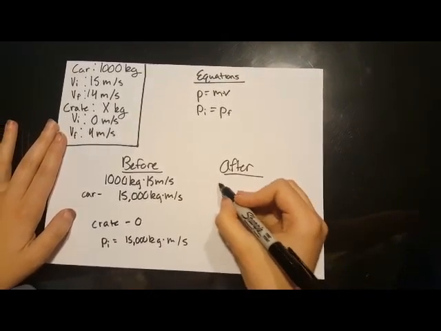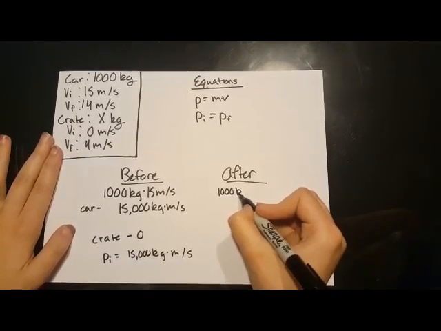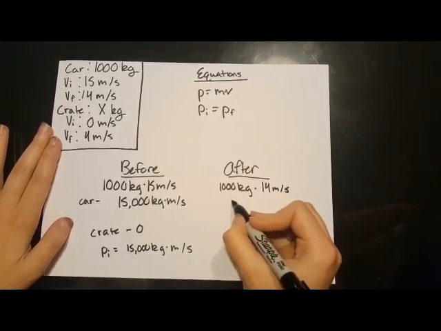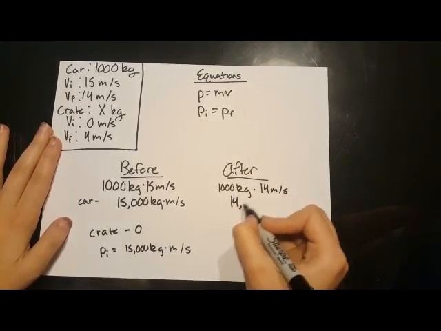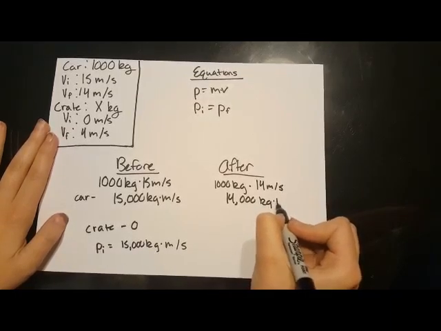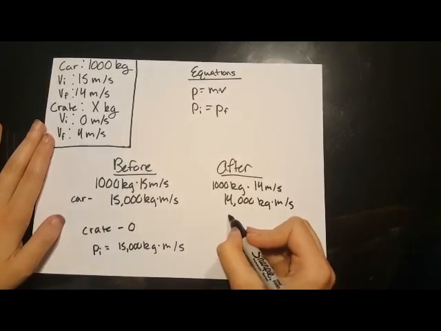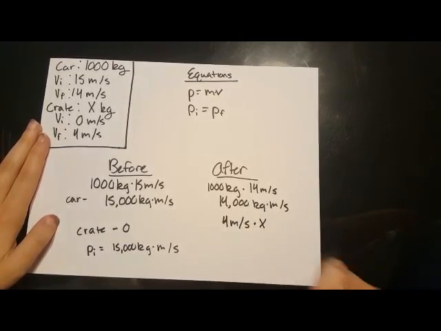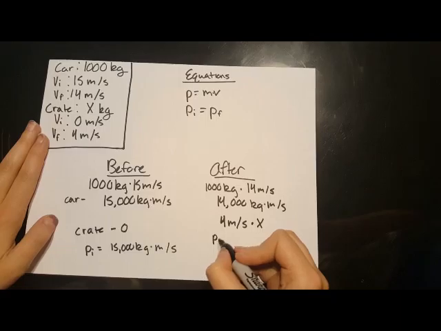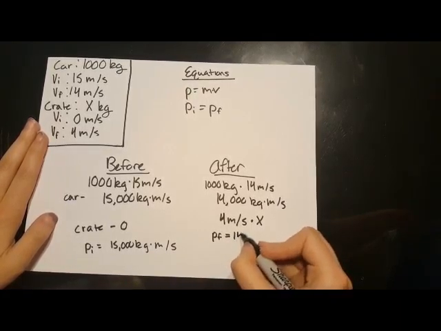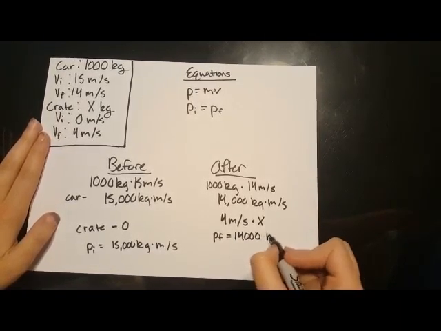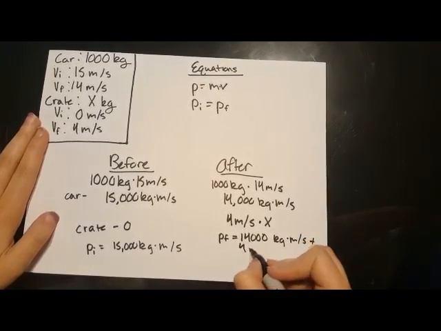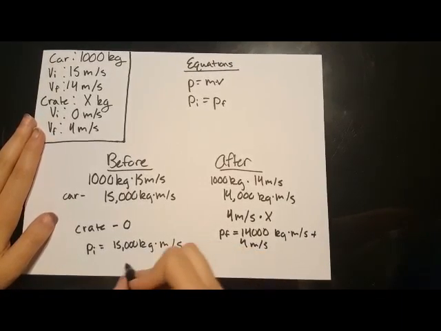Now we're going to move on to the after. So the car is still 1,000 kilograms, but it's now going at 14 meters per second, which makes the final momentum of the car itself 14,000 kilograms times meters per second. Now, the crate is going 4 meters per second, which will be 4 meters per second times x, since we still don't know its mass. The final momentum will be 14,000 kilograms times meters per second plus x times 4 kilograms times meters per second. So we're going to set these two equal to each other.